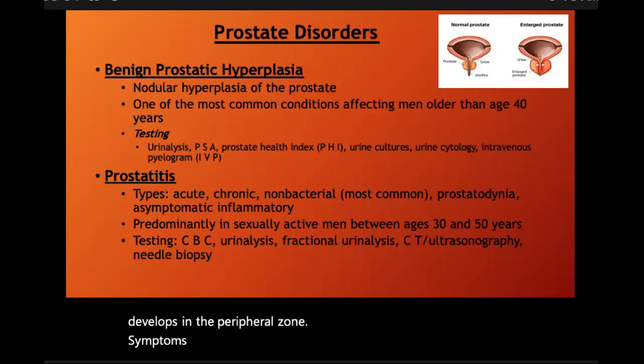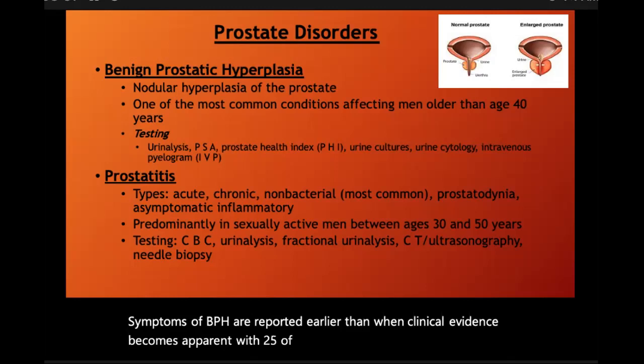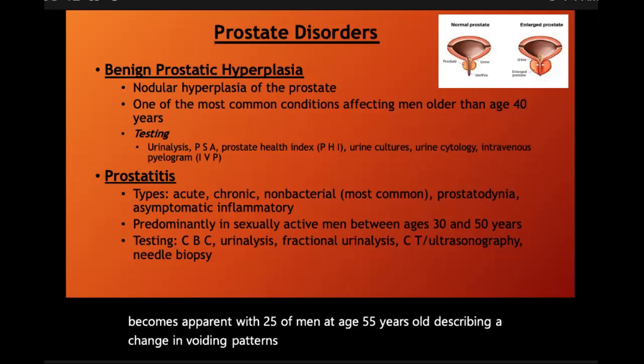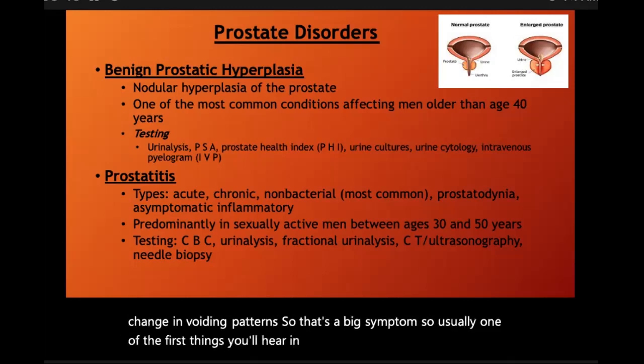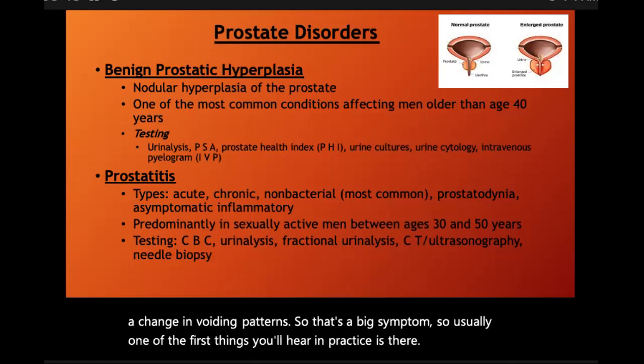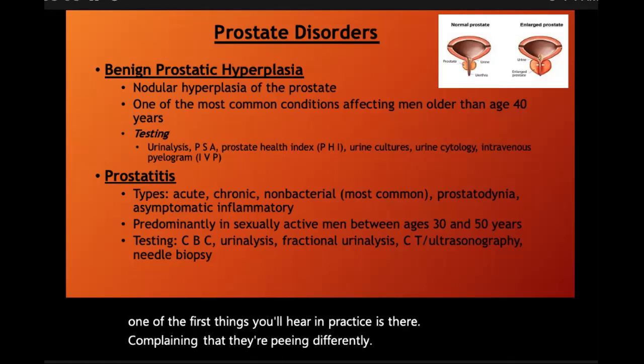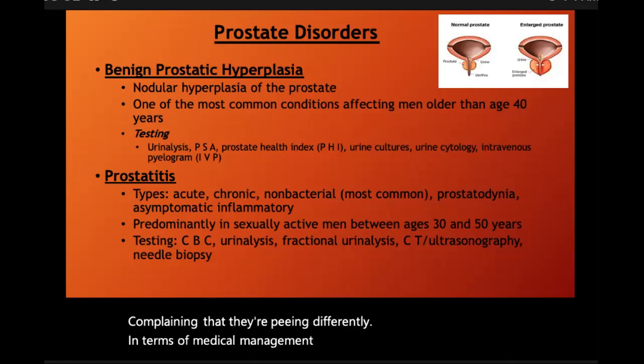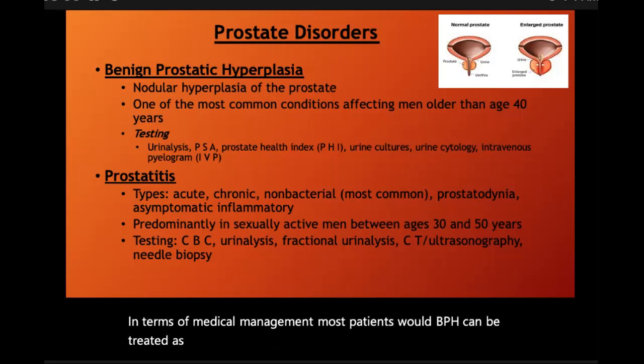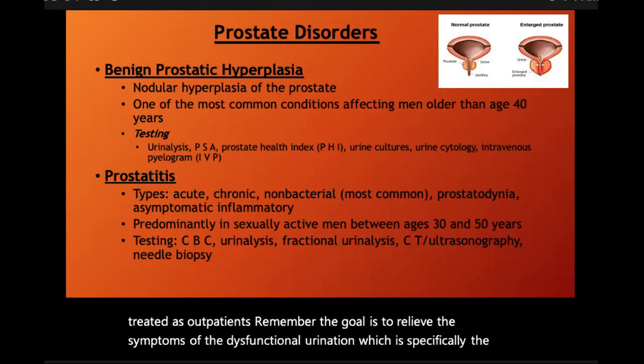Symptoms of BPH are reported earlier than when clinical evidence becomes apparent, with 25% of men at age 55 years old describing a change in voiding patterns. So that's a big symptom. Usually one of the first things you'll hear in practice is they're complaining that they're peeing differently. In terms of medical management, most patients with BPH can be treated as outpatients. Remember, the goal is to relieve the symptoms of the dysfunctional urination, which is specifically the nocturia that they complain about.